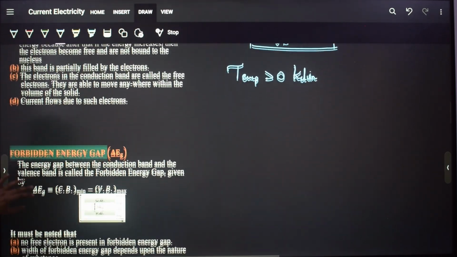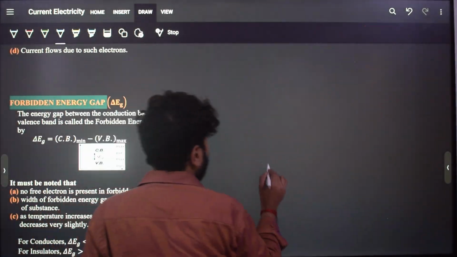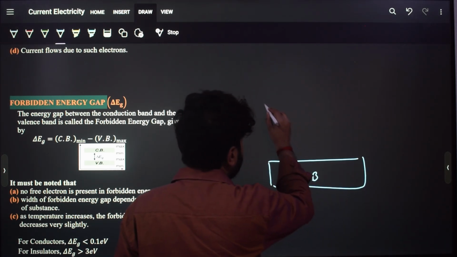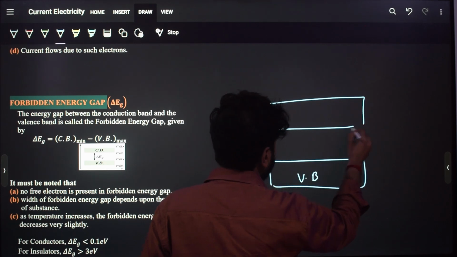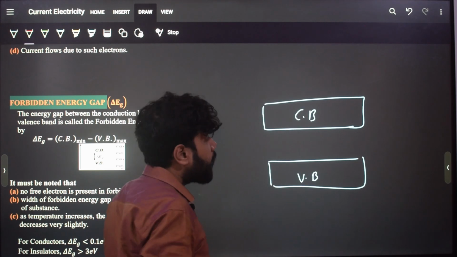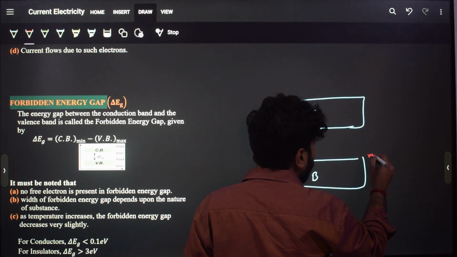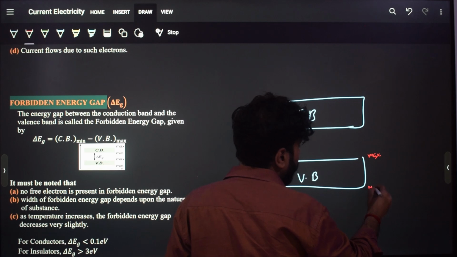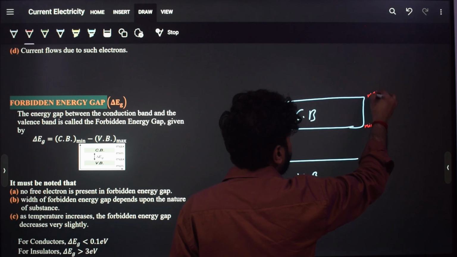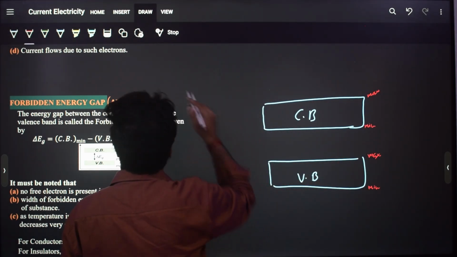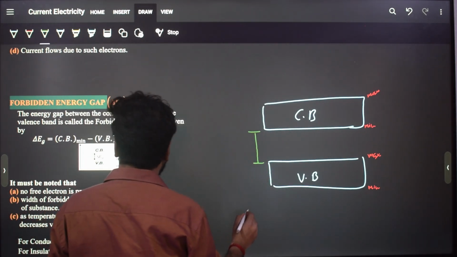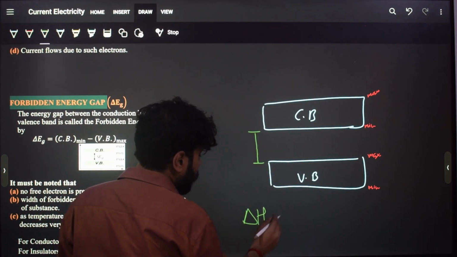You can see the previous picture, if you remember. Just now we have discussed the valence and conduction bands. These energy bands have been separated by some gap. This is the maximum value of the valence band, and this is the minimum value of the valence band. This is the minimum value of the conduction band, and this is the maximum value of the conduction band. The energy gap between them is known as the forbidden energy gap.